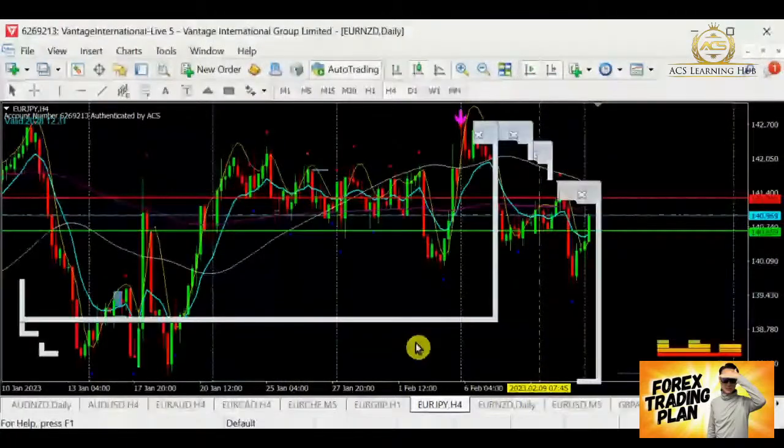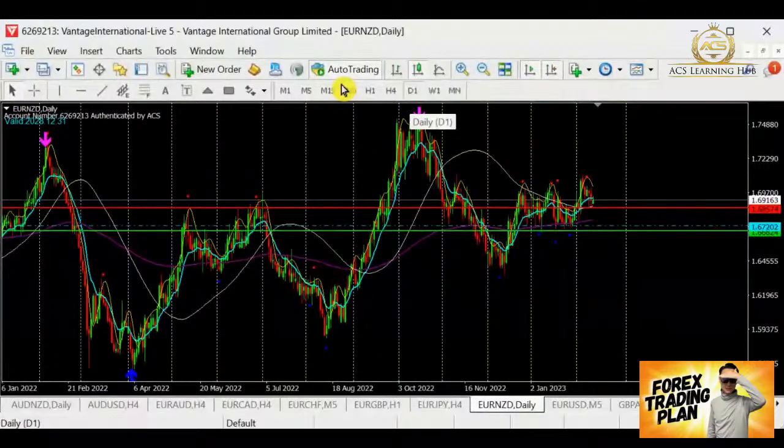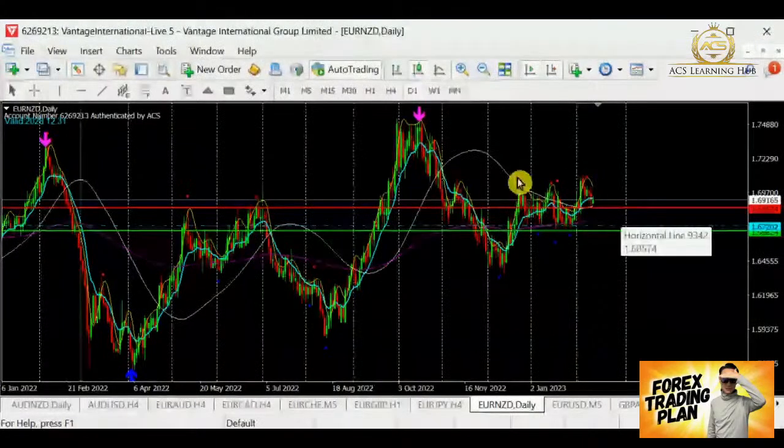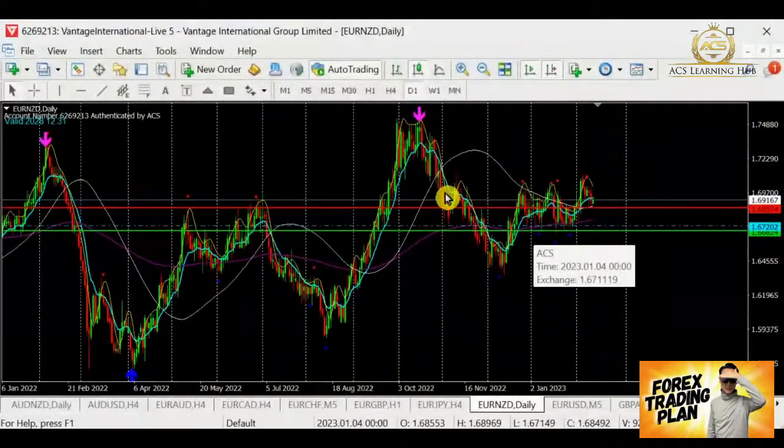For Euro Kiwi over here, as we can see at this point, it seems like there's a lot of selling down, but after that the retracement comes in, and after that it hovers around this area. So tentatively, I will stay away from here because there's no clear direction at the moment. So I'm going to skip this.